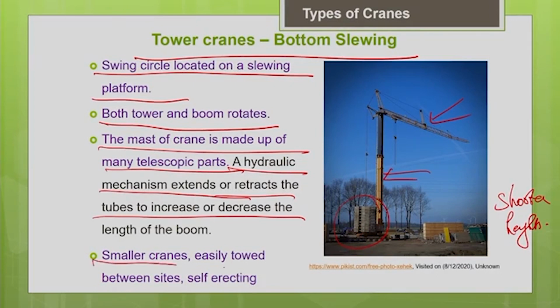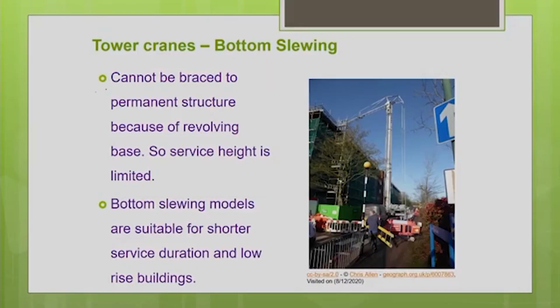These are generally smaller cranes, easily towed between sites, and they are self-erecting in nature. So, their mobilization and erection is much easier when compared to the top slewing tower crane. But the demerit is that there is a height restriction. You cannot go for a height beyond 100 or 120 meters, because beyond 120 meters we need support from the nearby structure. That cannot be done for the rotating tower. So, that is what is discussed here.